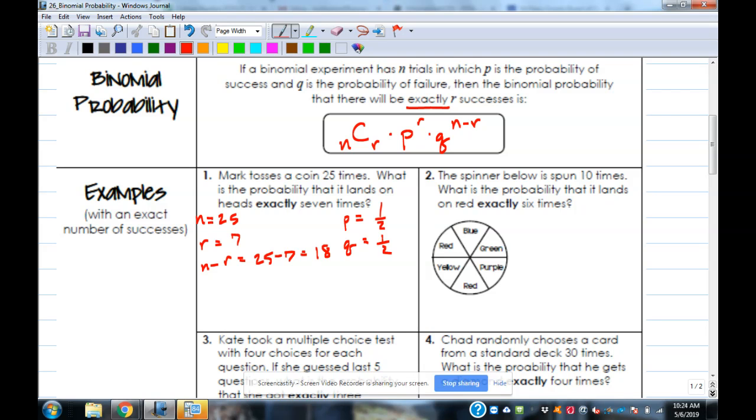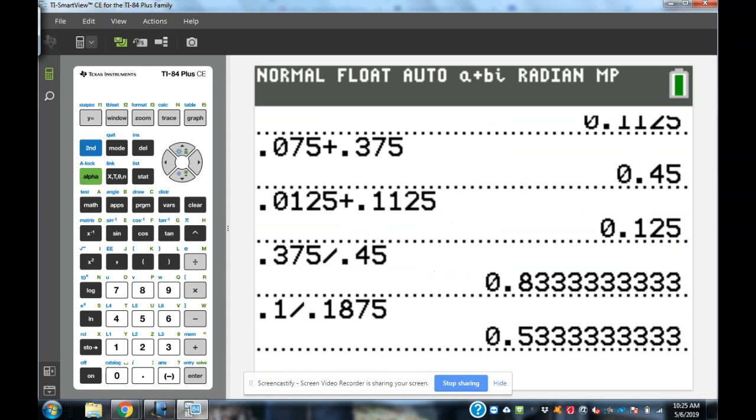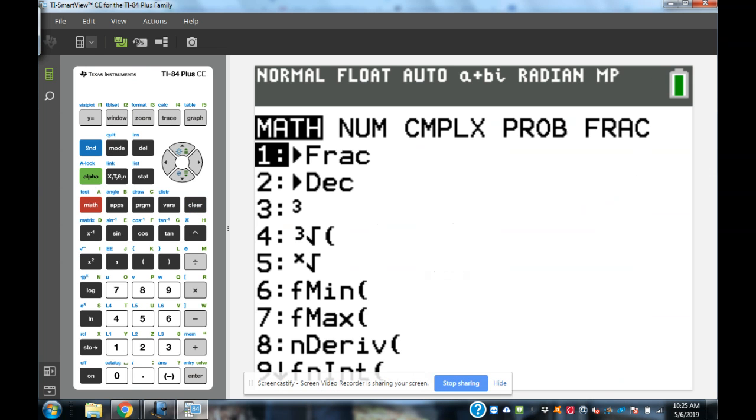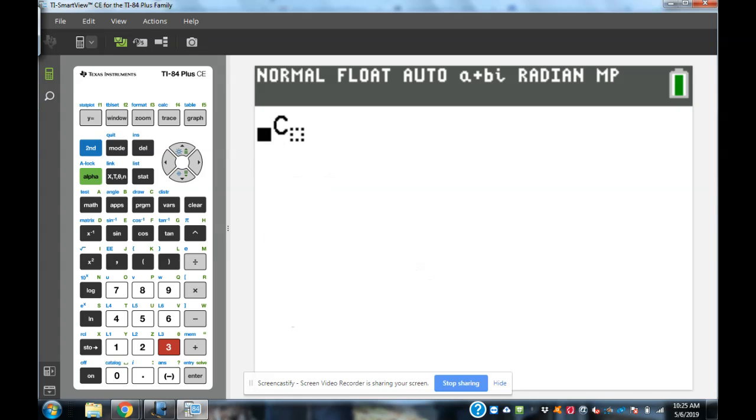All right, now we're going to figure out that problem. So 25 choose 7 with combination times 1/2 to the 7th power times 1/2 to the 18th power. And that's going to give us the probability of that happening exactly 7 times. All right. So math, go over to probability. We're getting the combination, 25 trials. We're looking for 7 times.